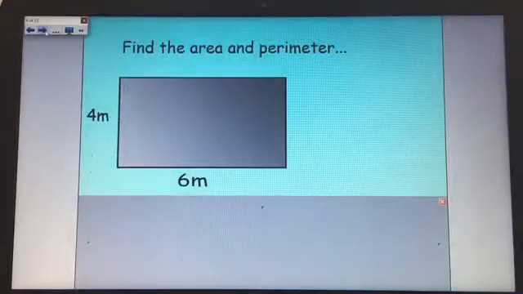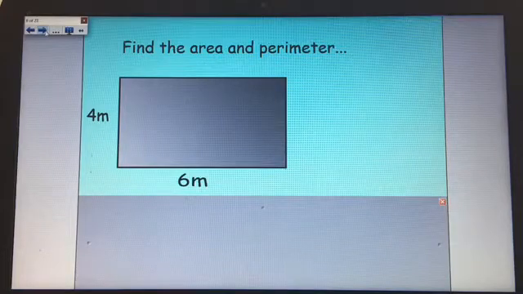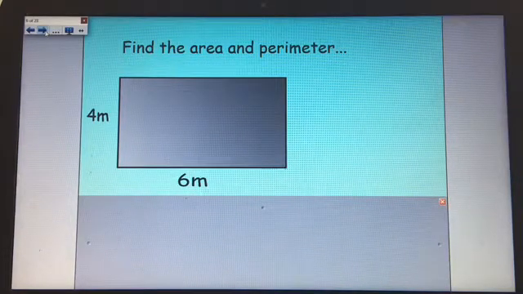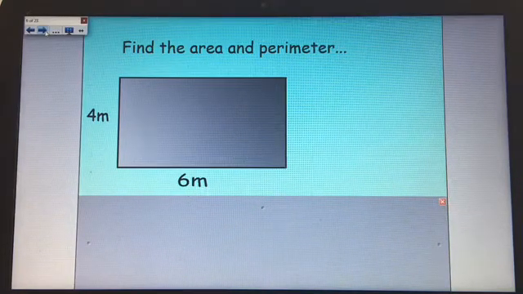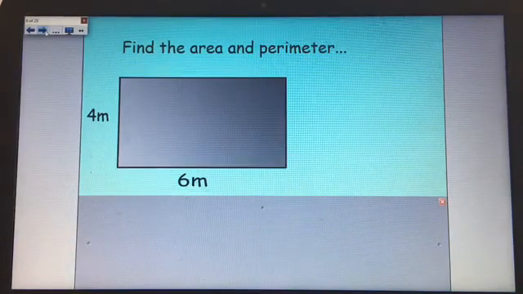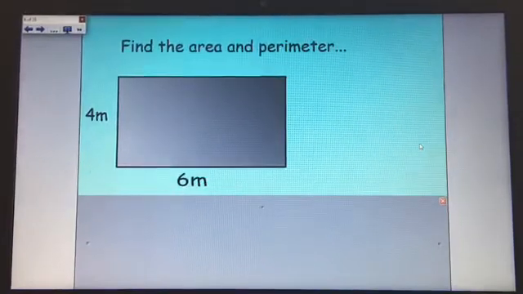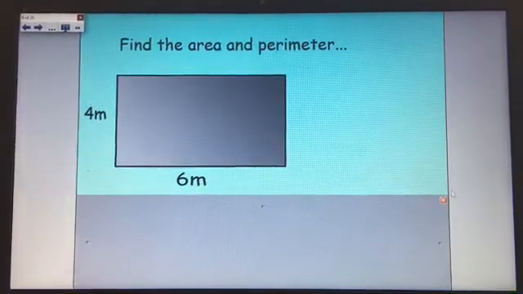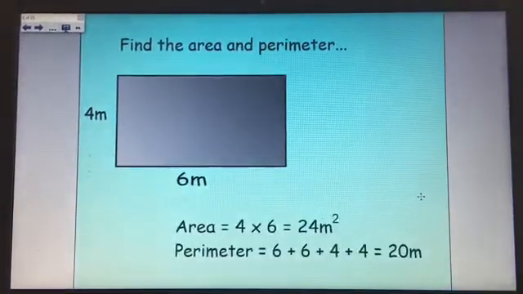Okay, question number 1. So, usual drill, pause it if you want to crack it on your own. If you're not too sure, then watch and I'll go through and explain it. So, find the area and the perimeter of this rectangle. If you want to pause now to have a go, if not, I'm going to show you the answer. So, here's the answer.